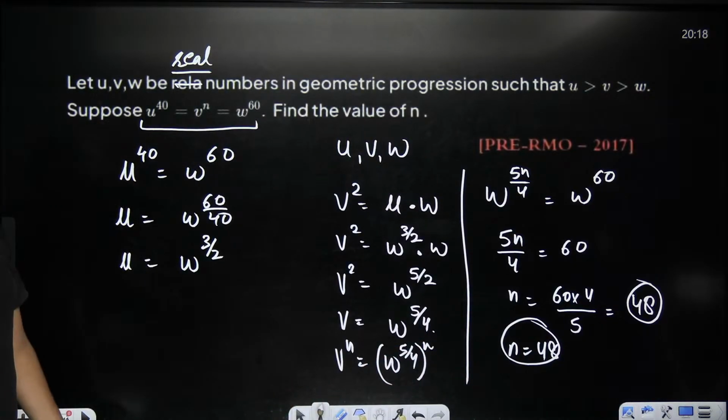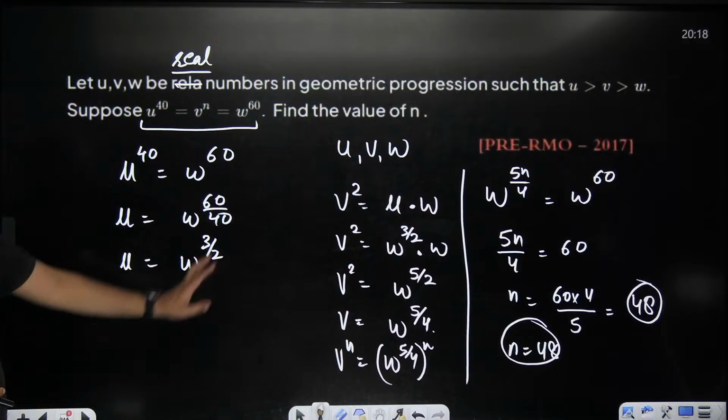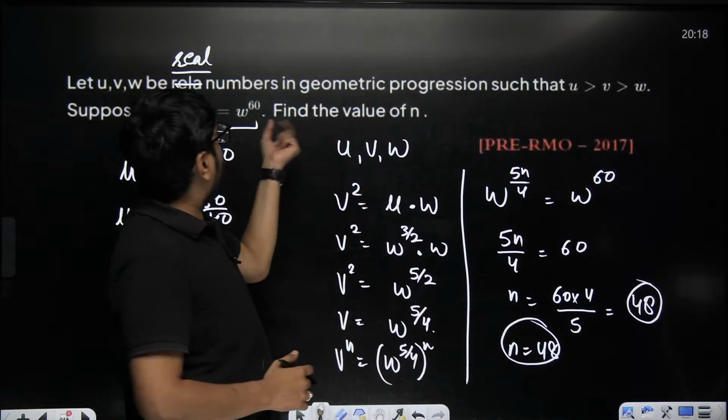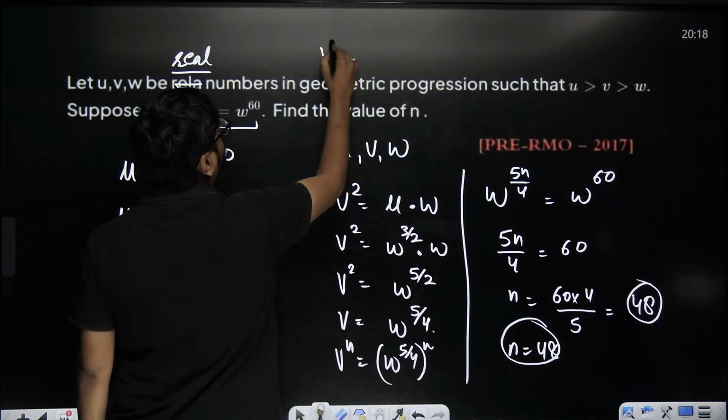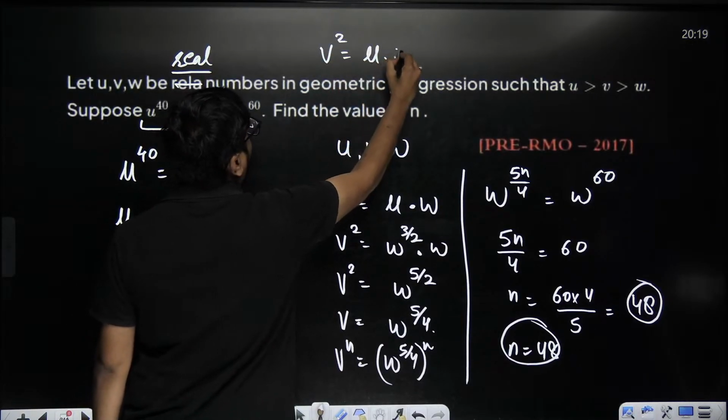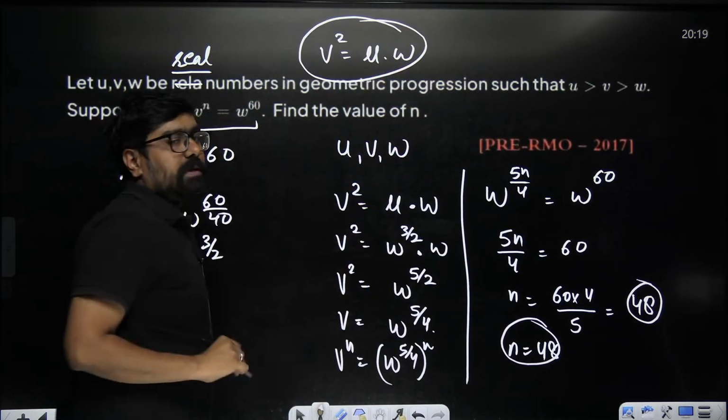Okay, n will be equal to 48. Very easily we could solve. We just needed to use the property of our GP. We just needed to use v square is equal to u into w. Why? Because the terms are in GP.